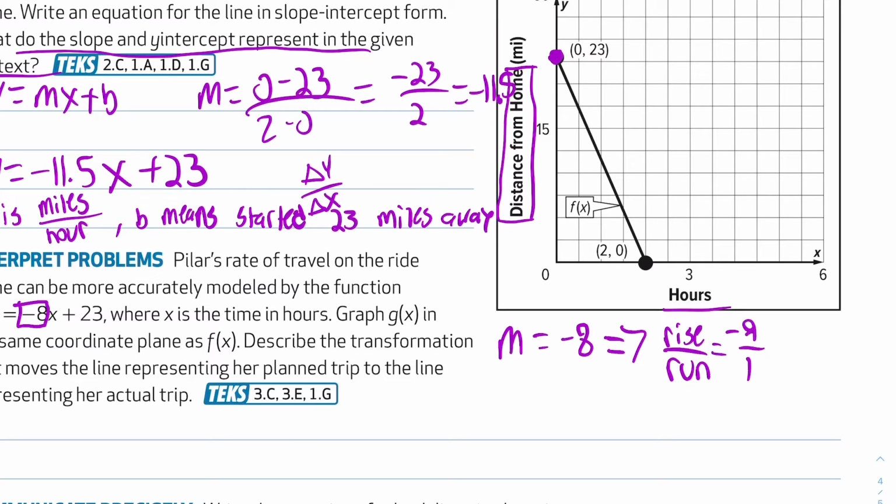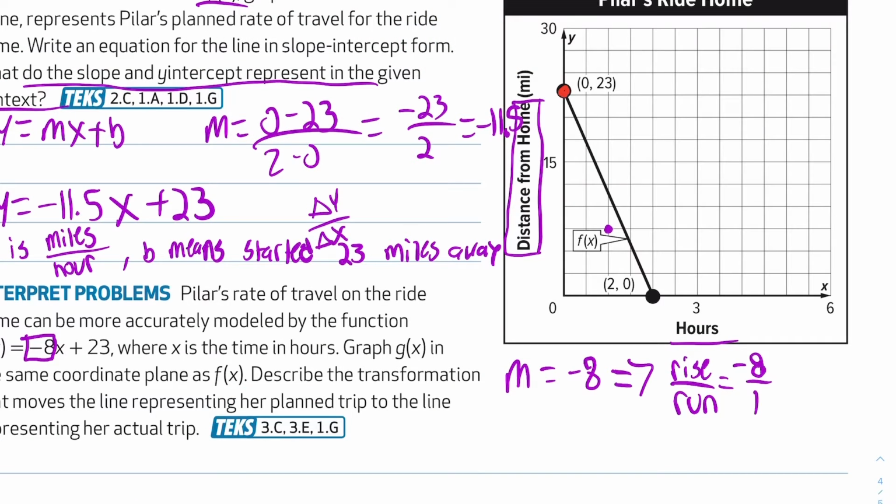Oh, I put a 9. We should rise negative 8 when we run one space over. We have the same y-intercept at 23, and let's figure out how many boxes this is. 1, 2, 3, 4, 5, 6, 7, 8, 9. 9 boxes to get to 23. It's a really weird scale. So it's like 2.5 each.